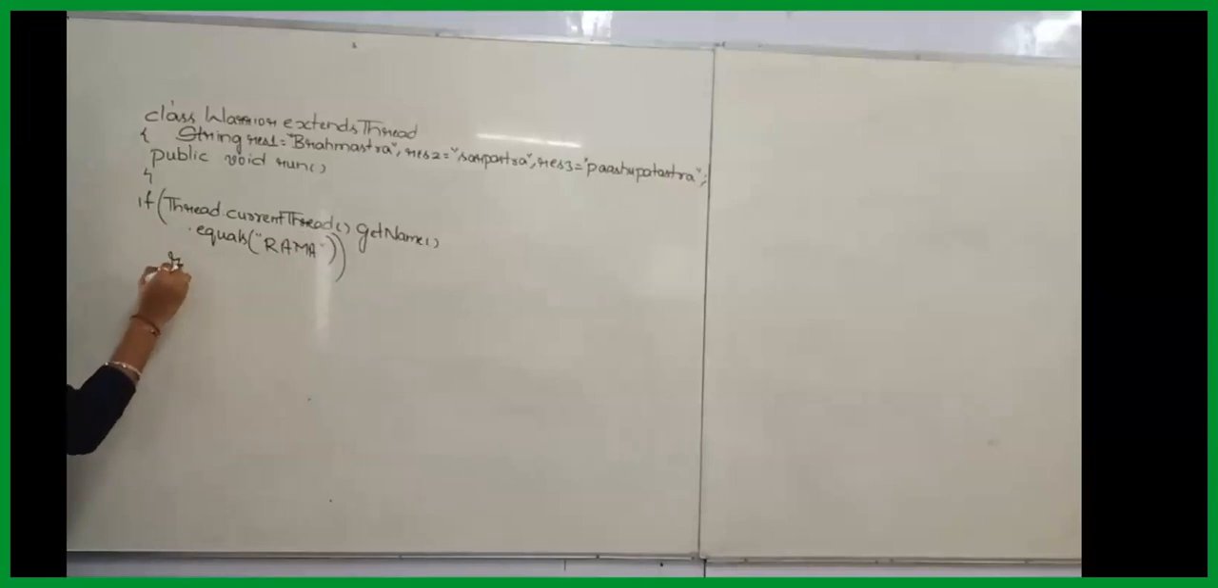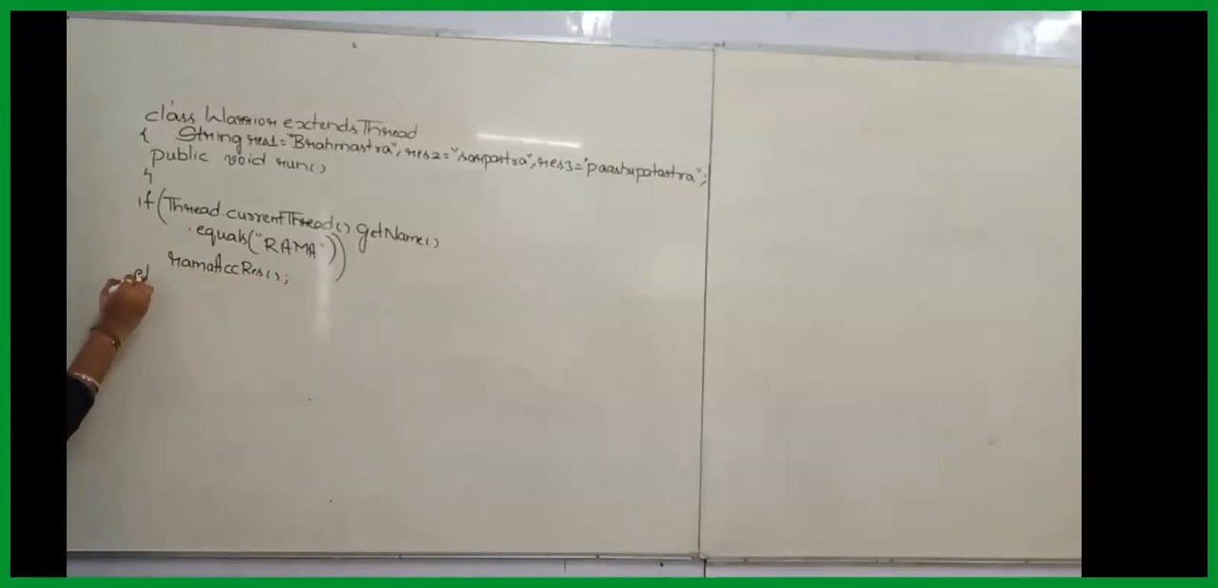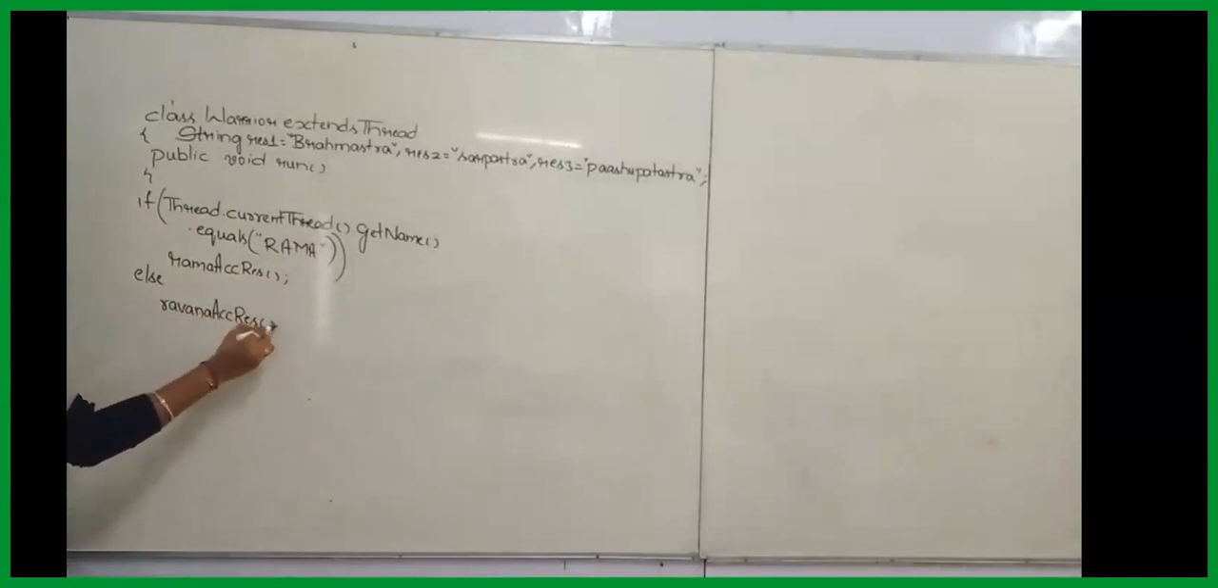If it equals Rama, then what will I do? I'll call one method called Rama acquired resources. If the thread who got a chance is Rama, then I'll call Rama acquired resources. Else, Ravana acquired resources. I'll close this.